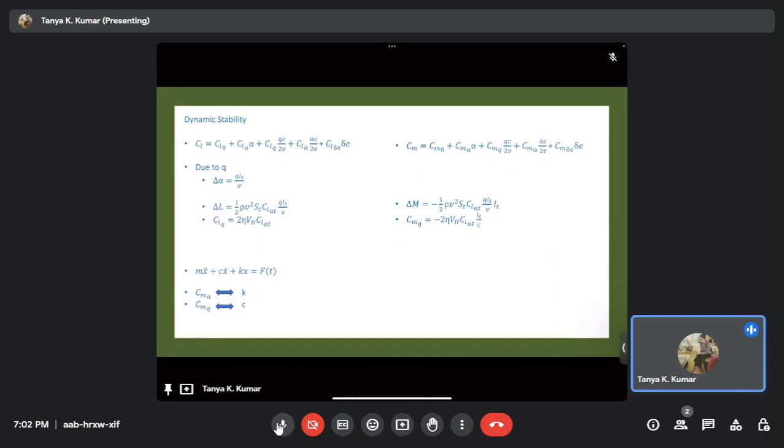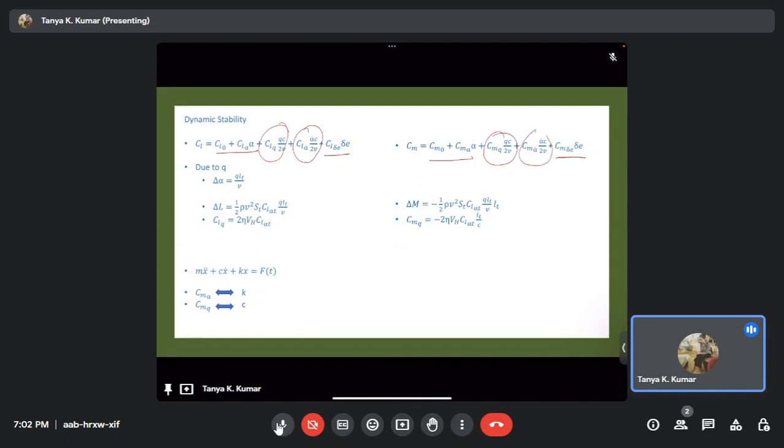Initially, we begin with CL naught and CL alpha into alpha. That was the approximation for the lift coefficient. Then when the control aspect came, we studied CL delta E into delta E. Similarly for the pitching moment, first it was just CM naught plus CM alpha into alpha and then CM delta E into delta E. Then when the aspects of dynamic stability came, we looked at two new terms, that is CLQ, CL alpha dot. Similarly, CMQ and CM alpha dot.